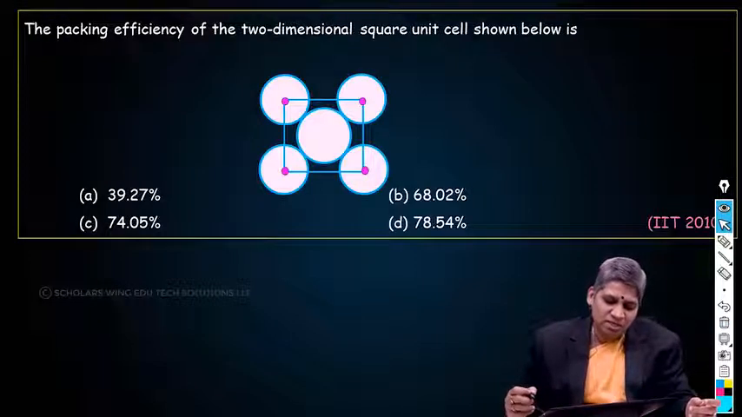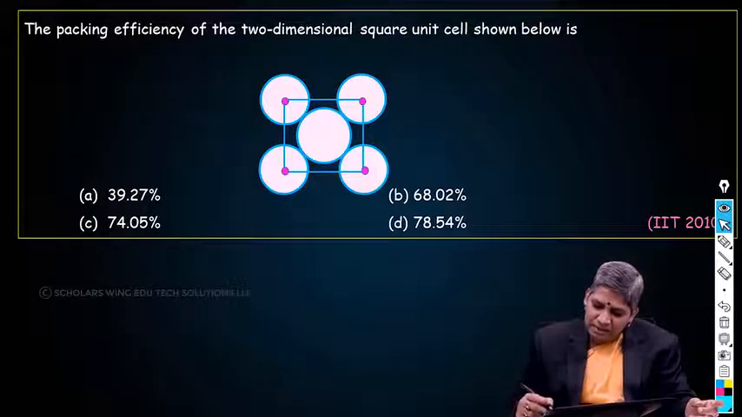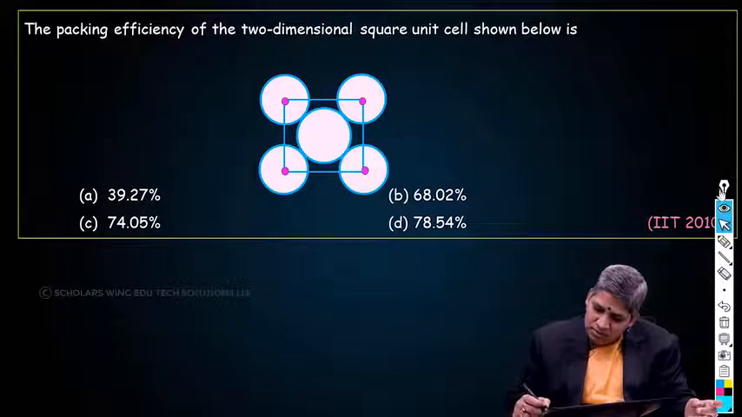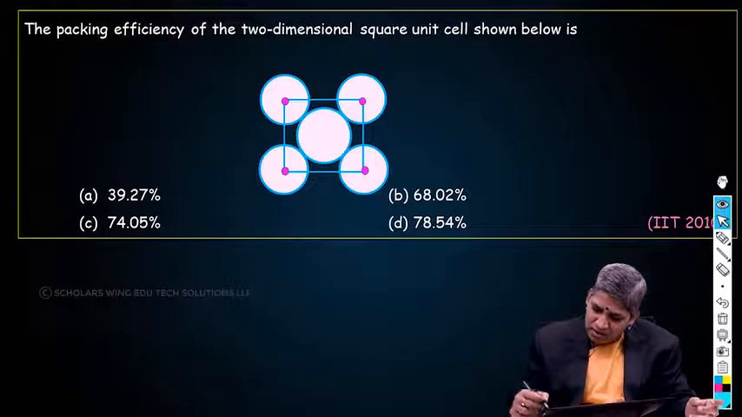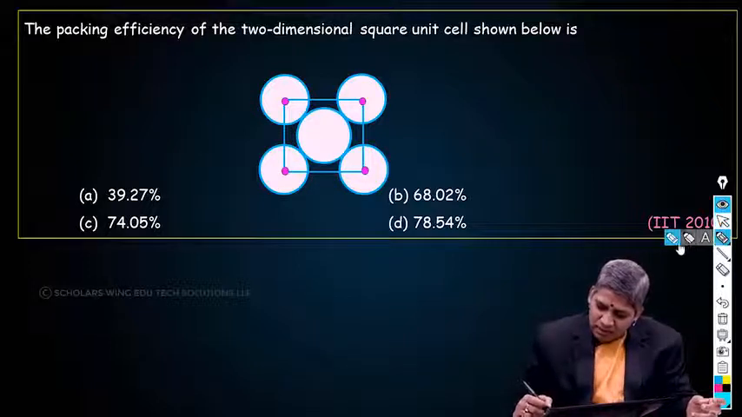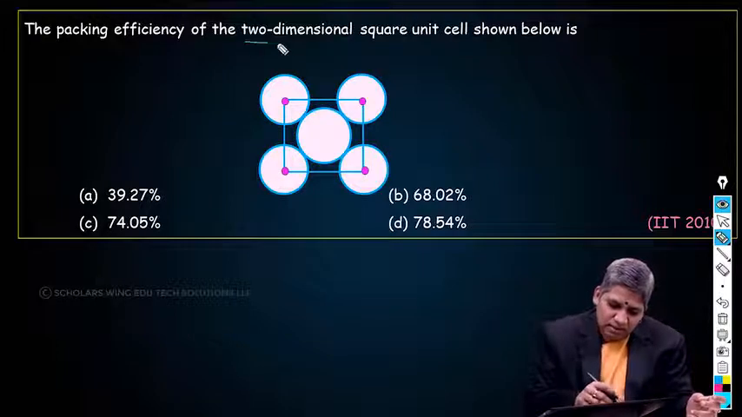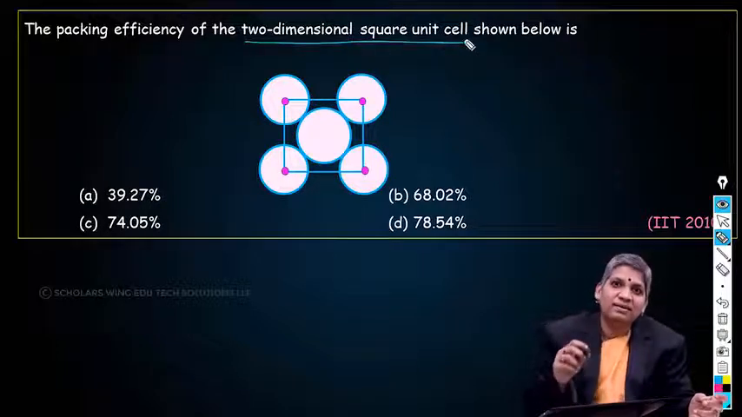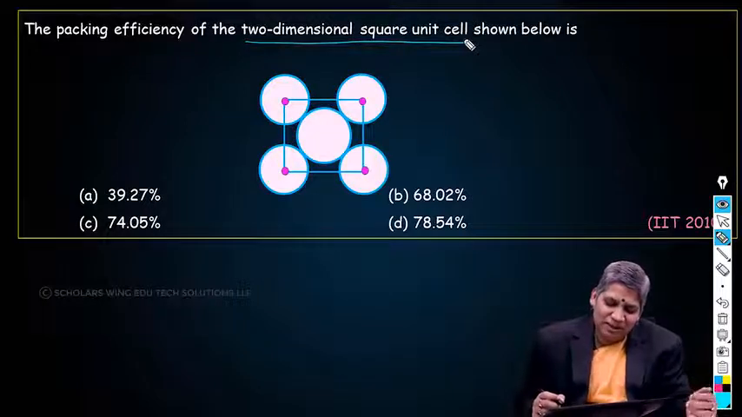The packing efficiency of the two-dimensional square unit cell shown below is. Look at the diagram, and this is picked up from IIT 2010 paper, isn't it? Two-dimensional, this is the keyword. Generally, we miss out that. It is two-dimensional square unit cell. That is the main clue there, in fact.